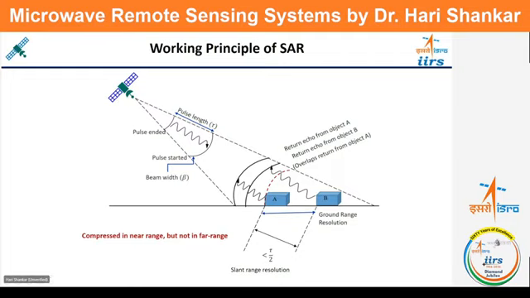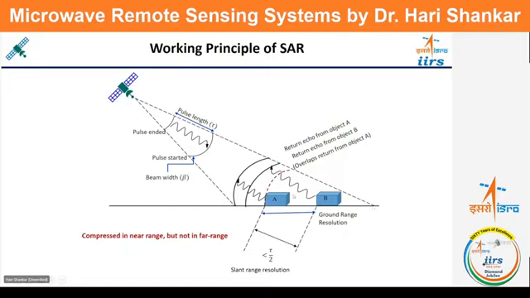So you can say slant range is varying, but the lowest slant range is called the near range, or near slant range, and this is called the far slant range. In between far and near, there are many slant ranges. Similarly for the ground range, this is called the near ground range, and this is called the far ground range.